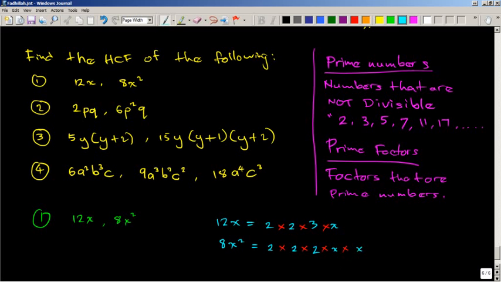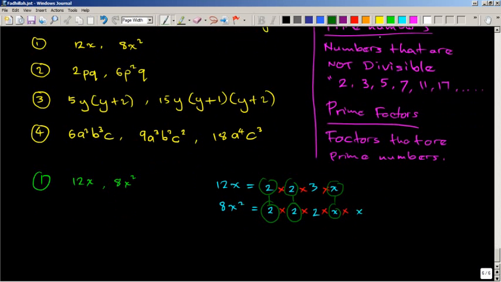Alright, let's match them up together. Okay, kita tengok mana yang common antara 12x dengan 8x squared. Let's pair them up together. For example, 2 and 2. Common kan? And then again, 2 and 2 again, sekali lagi. Ada lagi tak? 3? Is it a common factor? No, of course. What about x? Yes, because you match them.